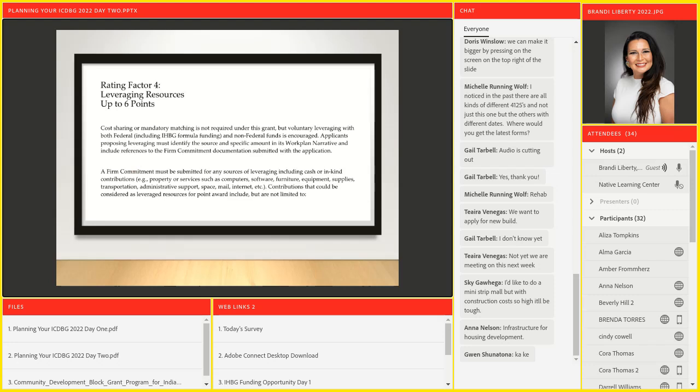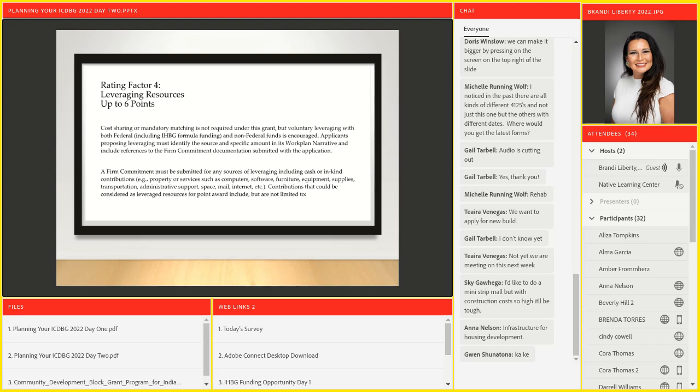Under rating factor 4, cost sharing or mandatory matching is not required, but voluntarily leveraging both federal and non-federal funds is encouraged because you do receive extra points. Applicants that are proposing leveraging must identify the source and specific amounts in its work plan narrative and include reference to that firm commitment documentation submitted with the application.